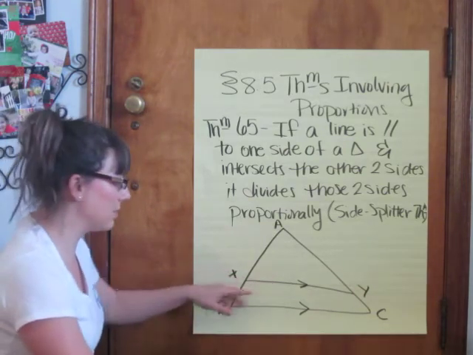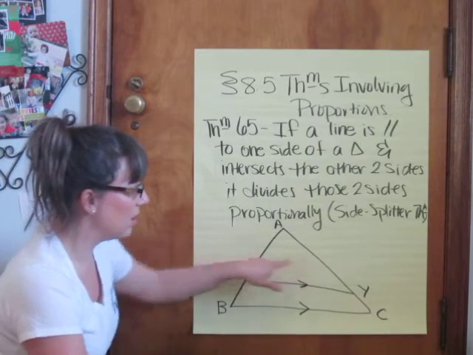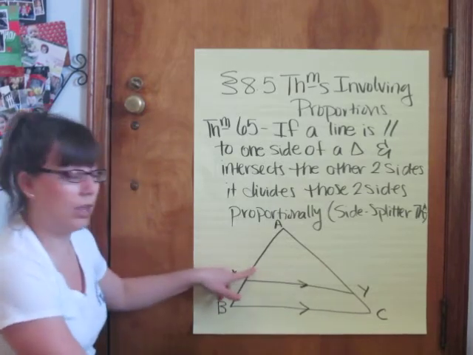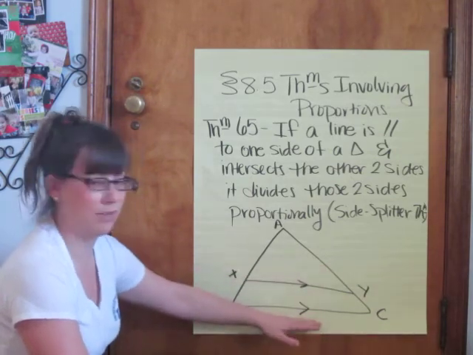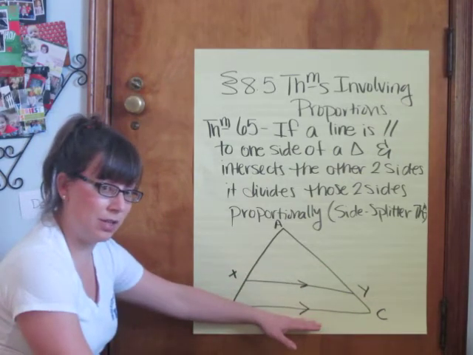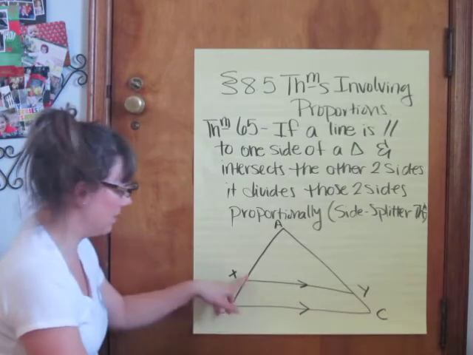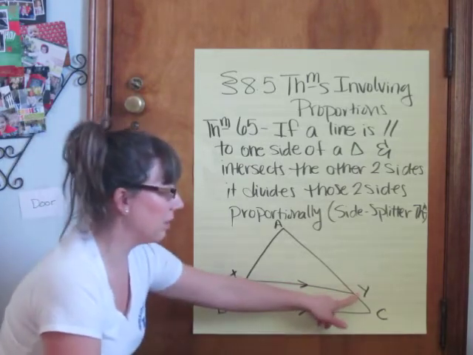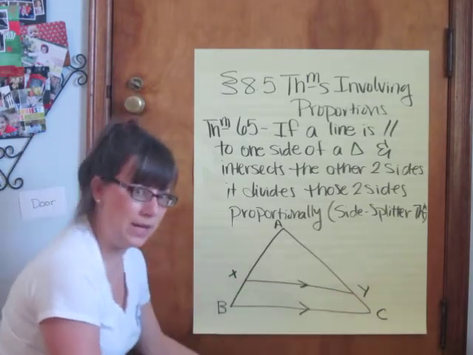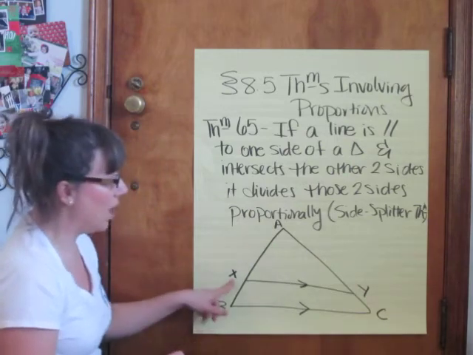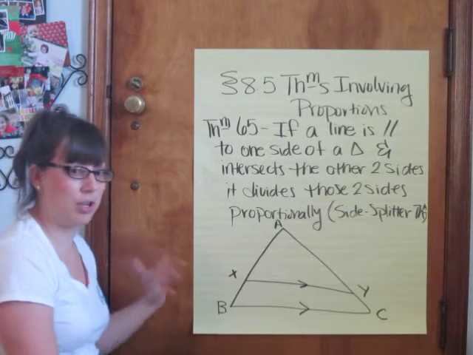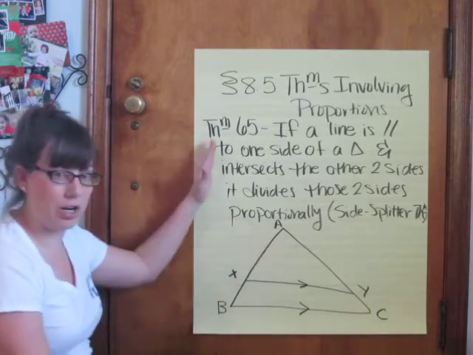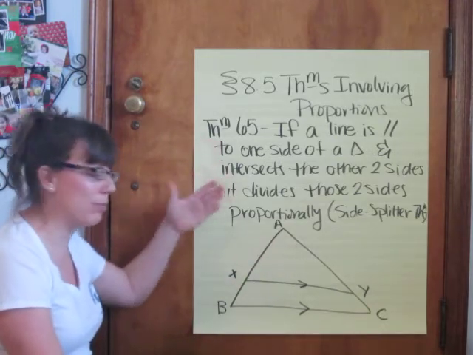Remember, the midline theorem said that if we took the midpoints of the sides of the triangle and we connected them, that it was half of the length of the side that it was parallel to. This is not the midline because these are not necessarily the midpoints. X and Y are not midpoints. However, X and Y do make a proportionality here, and here is why it's actually proportional. Remember, theorems are mathematical statements that can be proven.